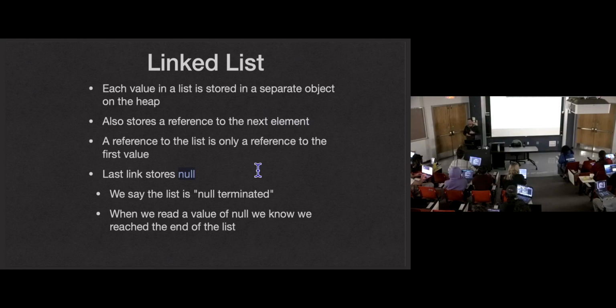At least in Java. I mean, other languages use null just to generically mean nothing. But Java, it's the lack of a reference where there should be one. And then our linked lists, we don't actually store linked lists in variables. We store a reference to the first node in the linked list.